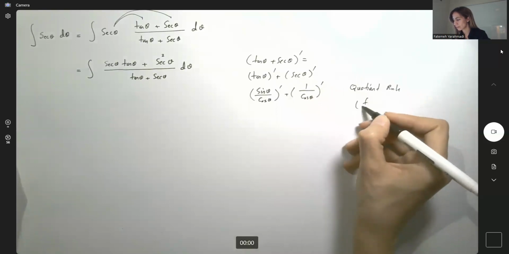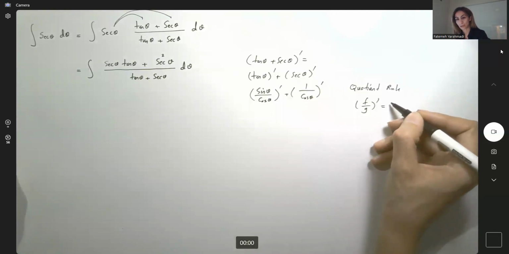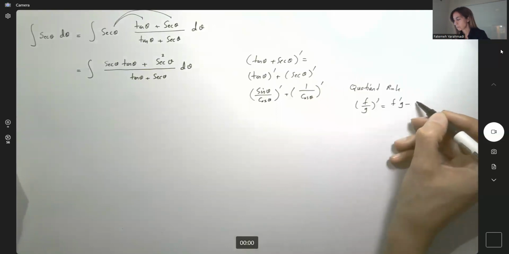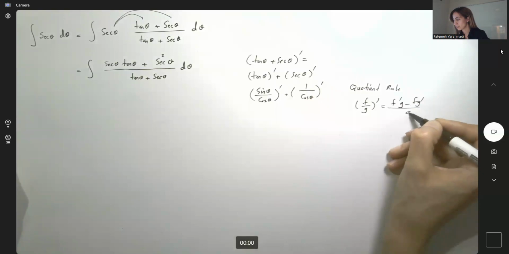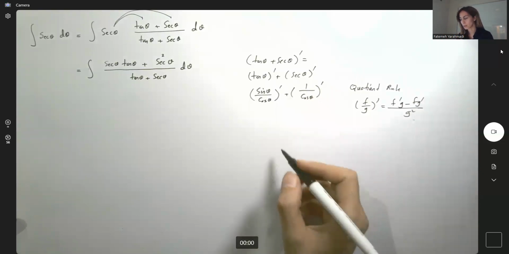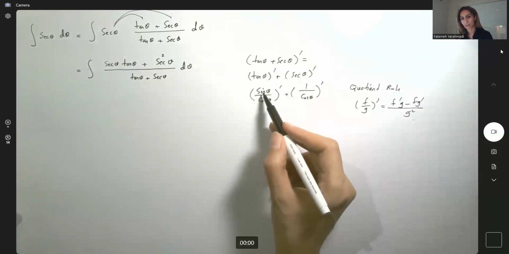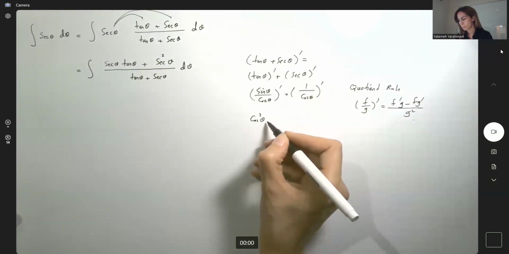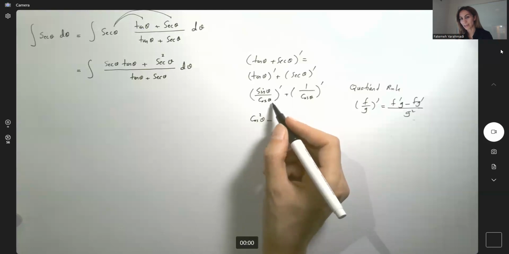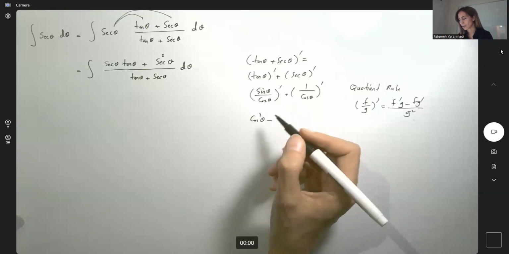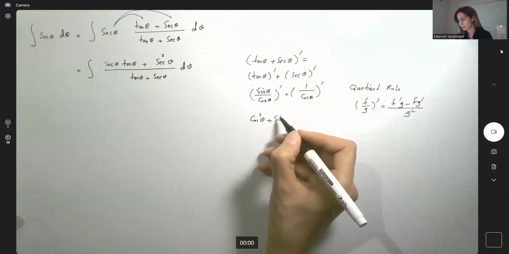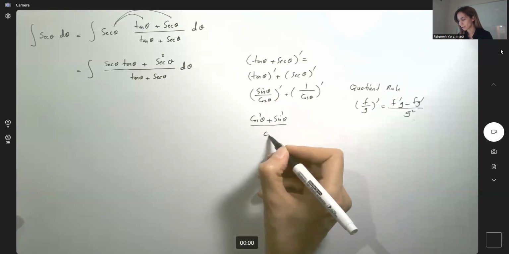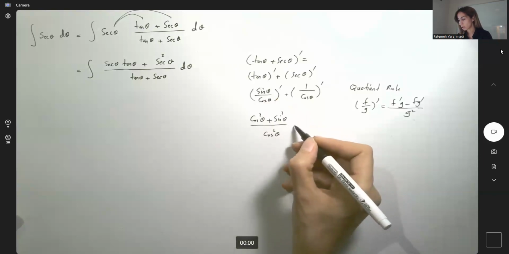Quotient rule says if you have f divided by g and you take the derivative, it is f prime g minus f g prime, divided by g squared. So take a look. Here I'm taking the derivative of sine, which is cosine, times cosine. I get cosine squared theta minus the derivative of cosine, which is negative sine, times sine, get plus sine squared theta, divided by cosine squared theta, plus.